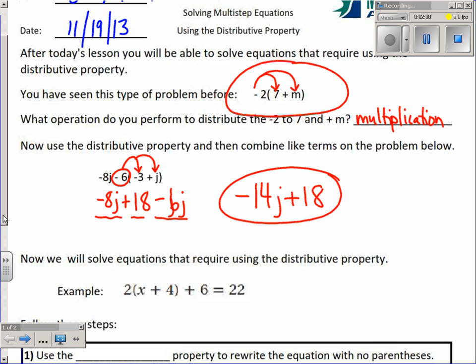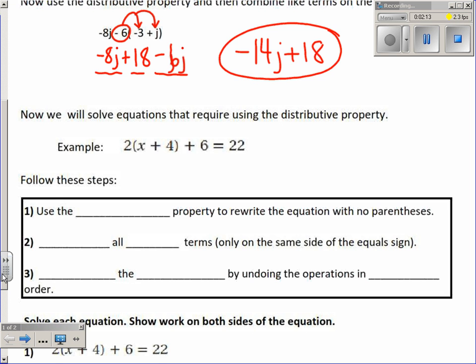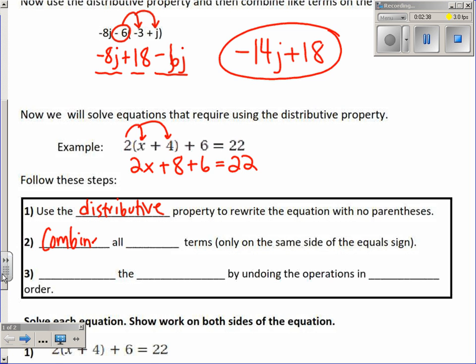All right, let's scroll down below and do another one, and we'll list out the steps. So we've got 2 times x plus 4, plus 6 equals 22. So we're going to use the distributive property to rewrite the equation with no parentheses, and that's going to be multiplying it by those terms. So we would end up getting 2x plus 8 plus 6 equals 22. Then we would combine, that's right, you guessed it, all like terms.